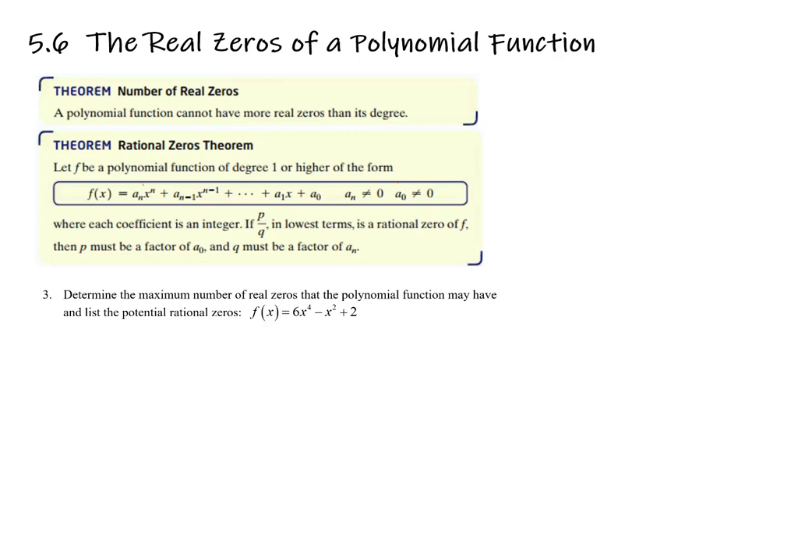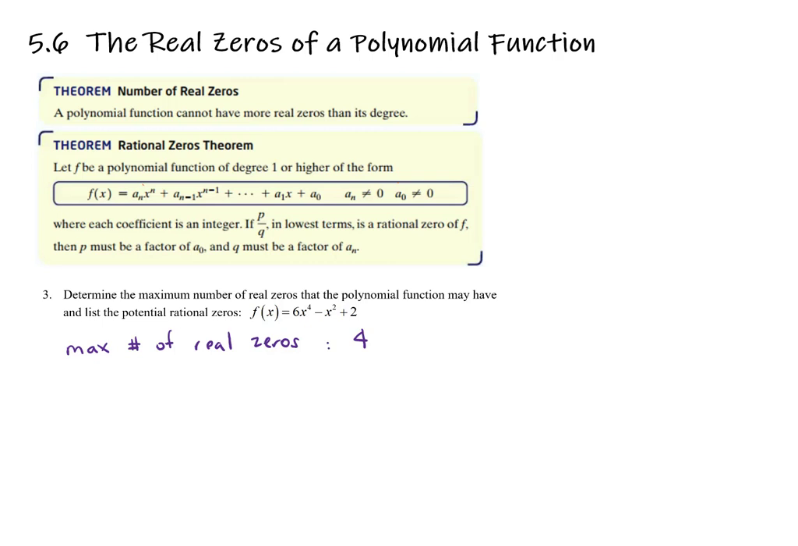So now let's apply what we learned in these two theorems to question number 3. The question says, determine the maximum number of real zeros that the polynomial function may have and list the potential rational zeros. So those are two separate questions. The maximum number of real zeros matches the degree. It can't have more, but it can have up to 4 real zeros. And then it says list the potential rational zeros.